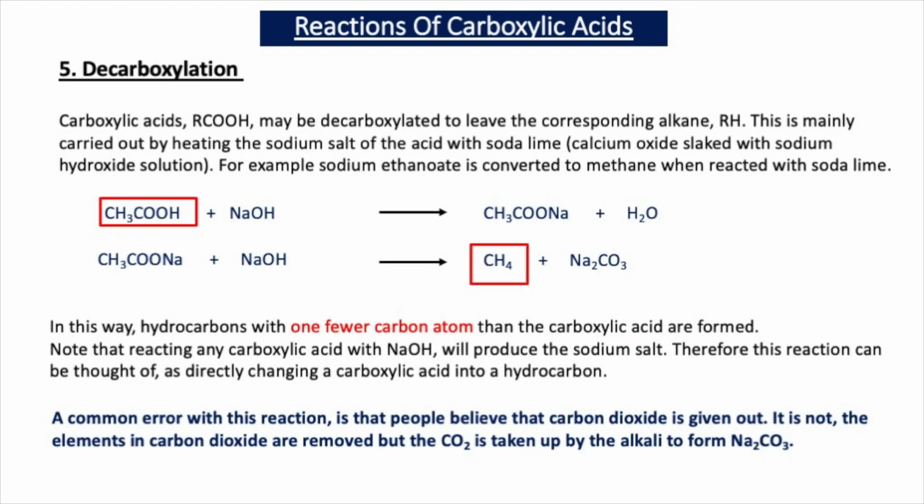Now our last reaction is a decarboxylation reaction, and a decarboxylation reaction is basically removing a carbon and two oxygens from a carboxylic acid. Now carboxylic acids have RCOOH as their general formula. So if you remove the COO from this, you'll end up with RH, which is an alkane. And the alkane that you form has one less carbon in it than the original carboxylic acid.